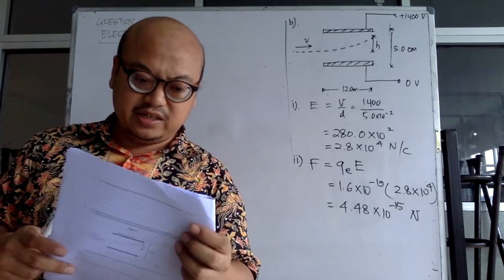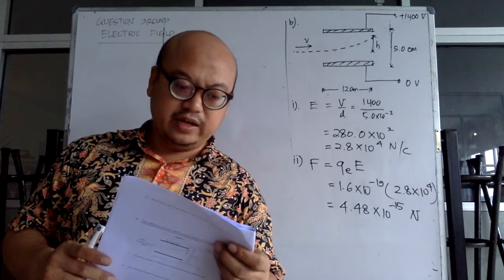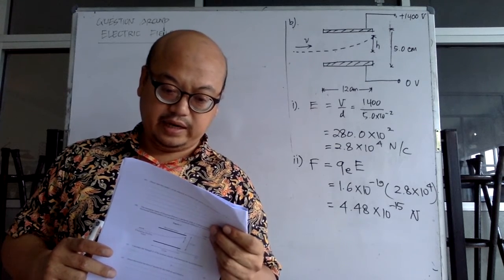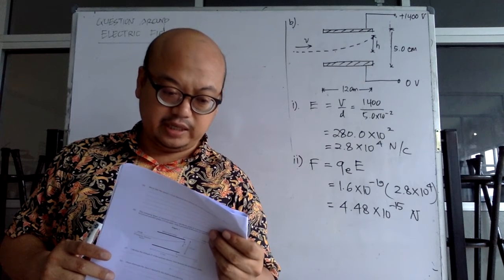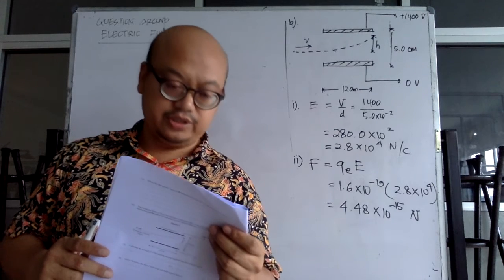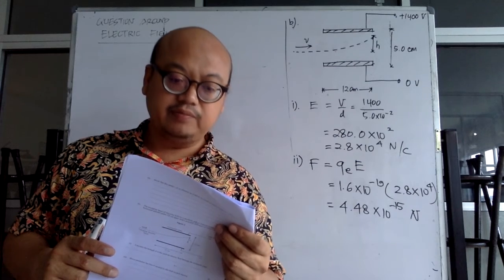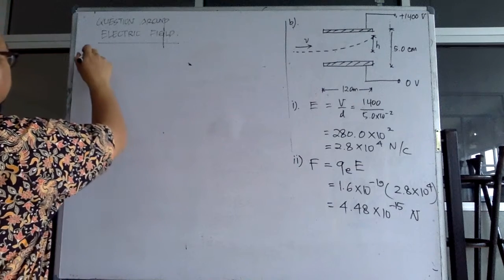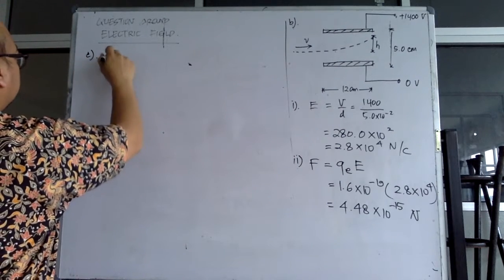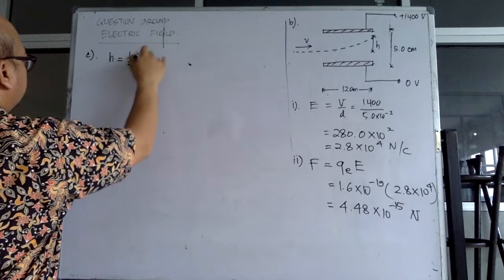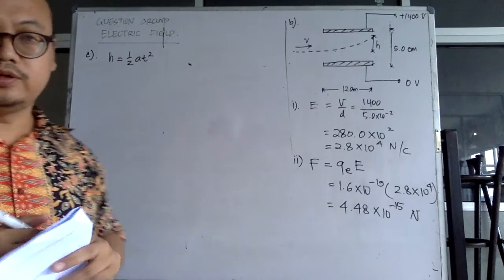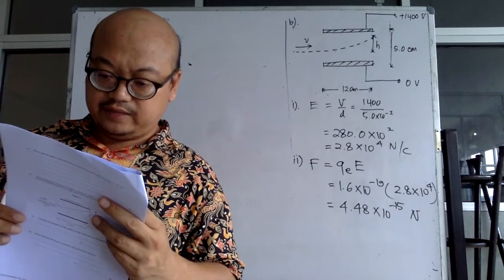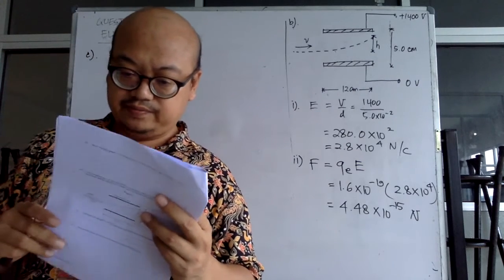Okay, on the C question, an electron experiences an upward acceleration A as it travels between the plates. Its vertical displacement h after a time t is given by h equals half a t squared. So, calculate the value of h as the electron leaves the plates.